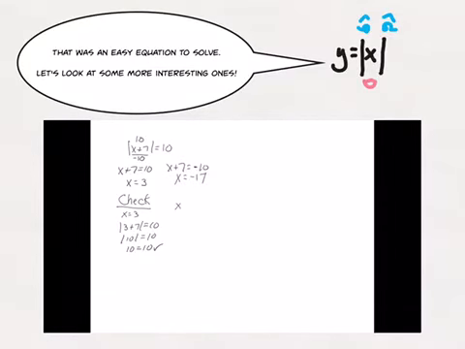Now let's try x equals negative 17. So I'm going to substitute negative 17 for x. Negative 17 plus 7, that's negative 10. But I'm inside the absolute value symbol still, so take that absolute value, and you get 10 equals 10. So that works too. So both of these are solutions to that equation.